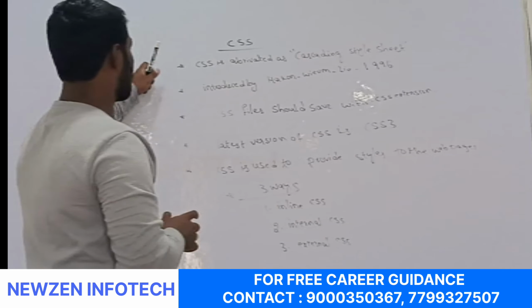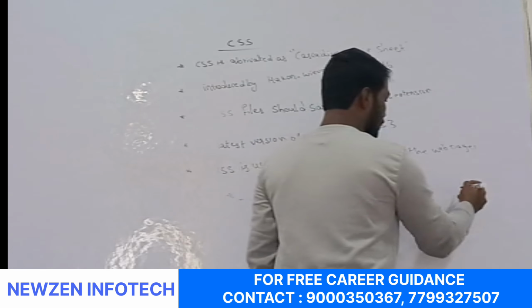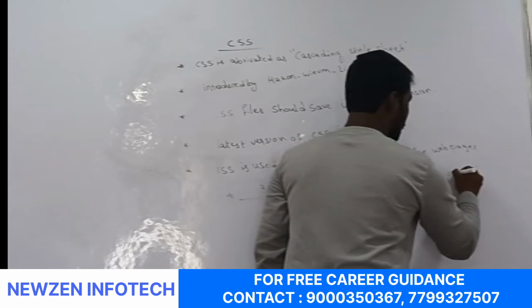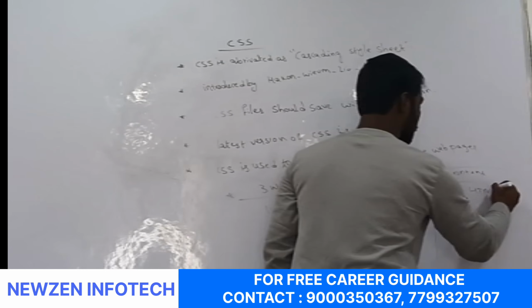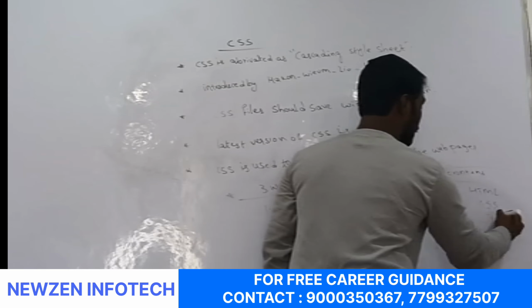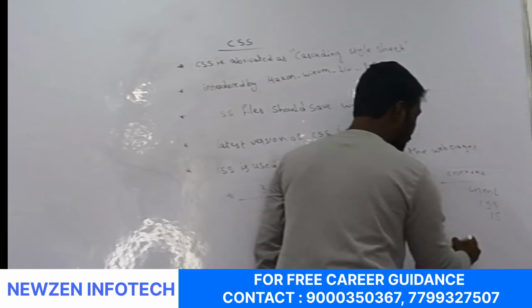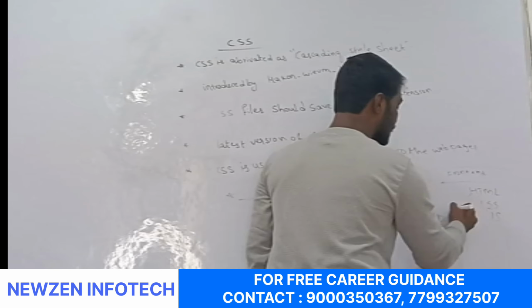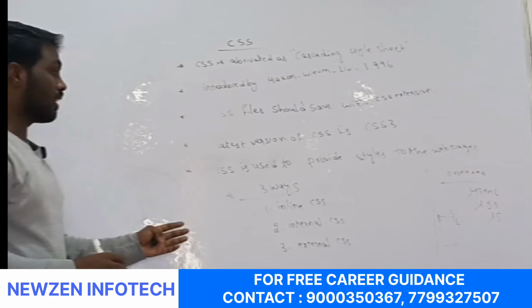Now again observe here. For example, I'll give one overview. What are the technologies we want to become a front-end developer? HTML, CSS, JavaScript. By using HTML, we can create a web page and add content to the web page, and by using CSS, we can provide styles.